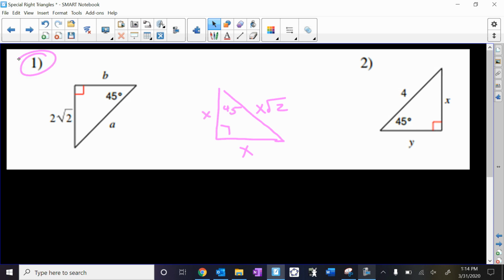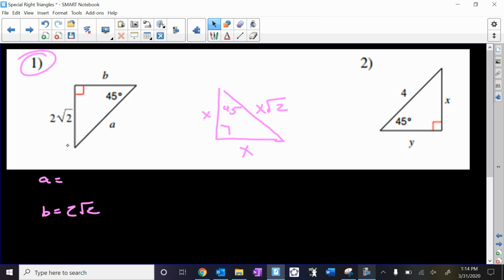So looking at number 1, I want to find both A and B. Well, 2 square root of 2 represents a leg. I'm across from a 45-degree angle. This one also has to be 45. So B has to be the same thing. So it's going to be 2 square root of 2.